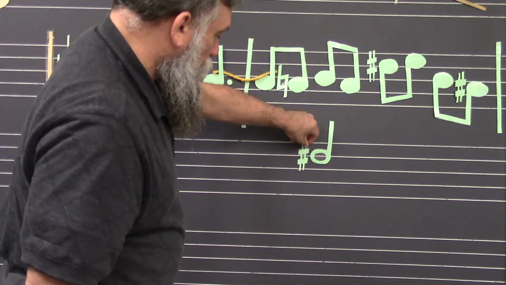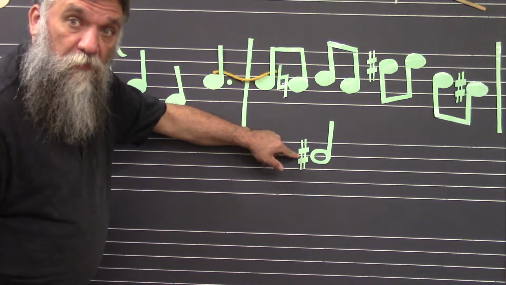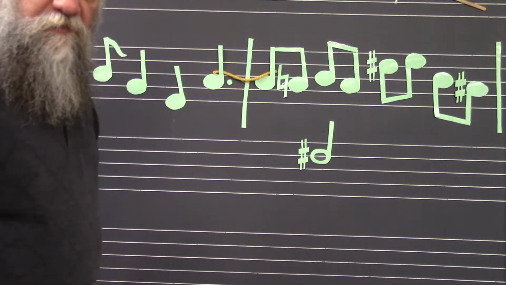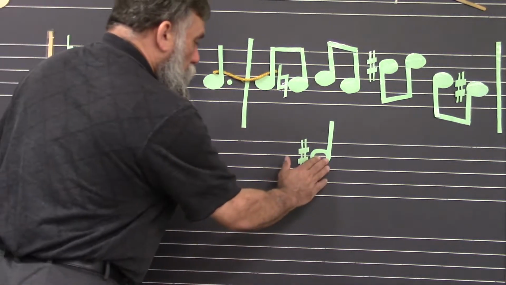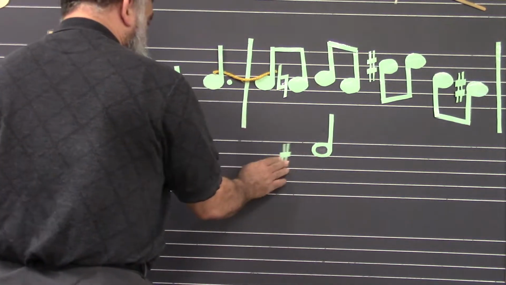Let's do another one. D sharp. See how we're having the line go through that hole there? That's very important. D sharp. What's the enharmonic? So we go up to the next letter after D, which is E, and it's E flat.